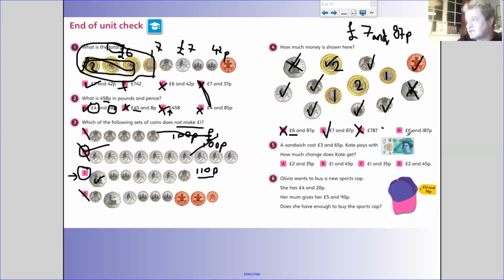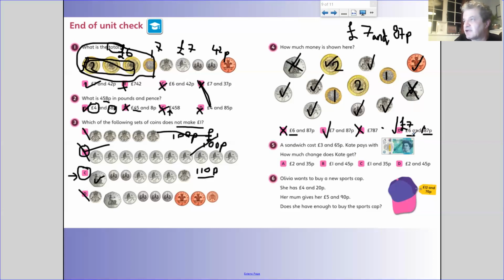What about this answer? It says £6. I know I've got £7. Let's have a look at how many pence we've got here. I've got 187 pence. Now I could convert that 100 pence into £1. So I could take that 100 pence and turn it into an extra pound. So this would become £7 and 87 pence. Could have done a bit of a trick there.